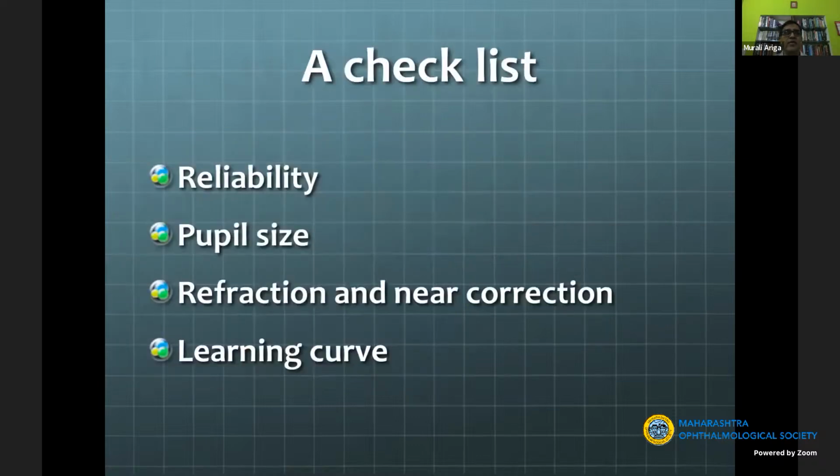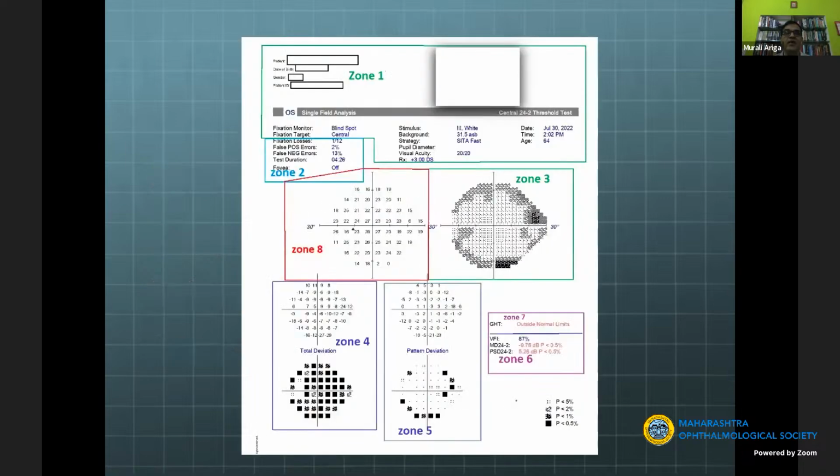Checklist: you look at the reliability of the field, false positive, false negative, and fixation loss. The pupil size is very important, refraction and near correction. And of course, the learning curve: a patient doing it for the first time definitely needs a couple of tests before they get familiar with the test.